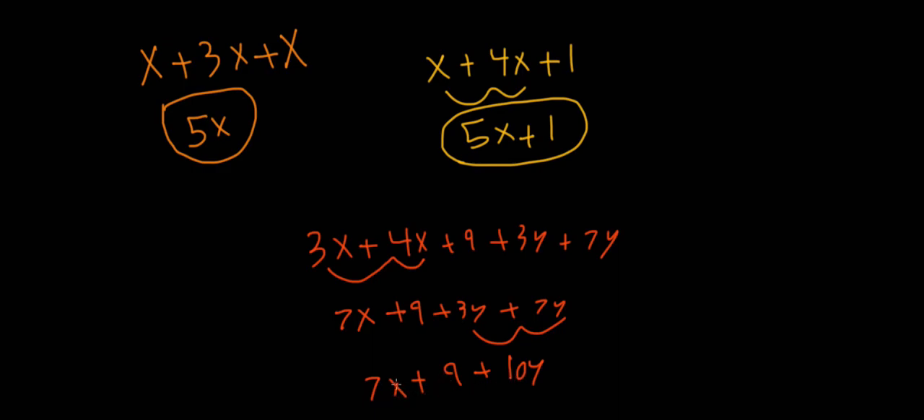We cannot combine 7x and 9 because 7x is, for example, 7 chairs or 7 unknowns, and 9 is just the number 9, so those cannot be combined. We cannot combine 7x and 10y because x and y represent two different things, and we also cannot combine 9 and 10y for the same reason. So this right here is our answer.